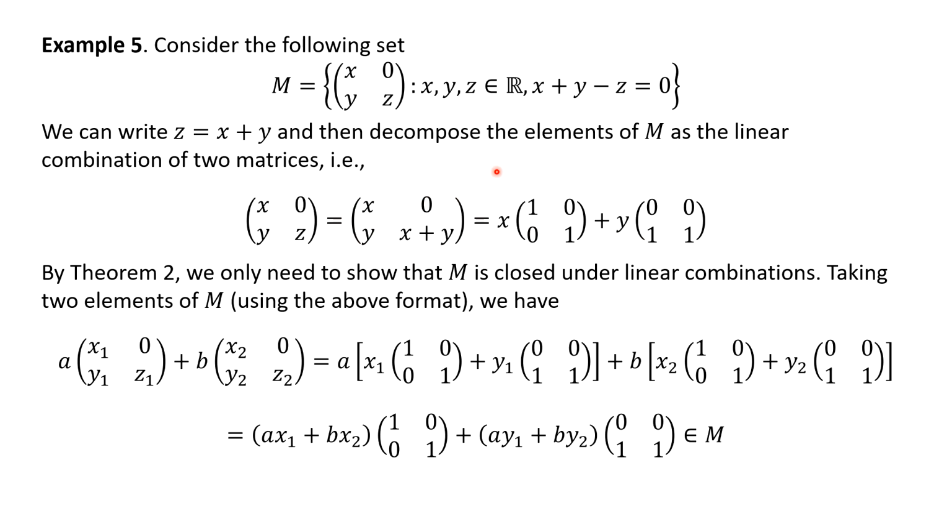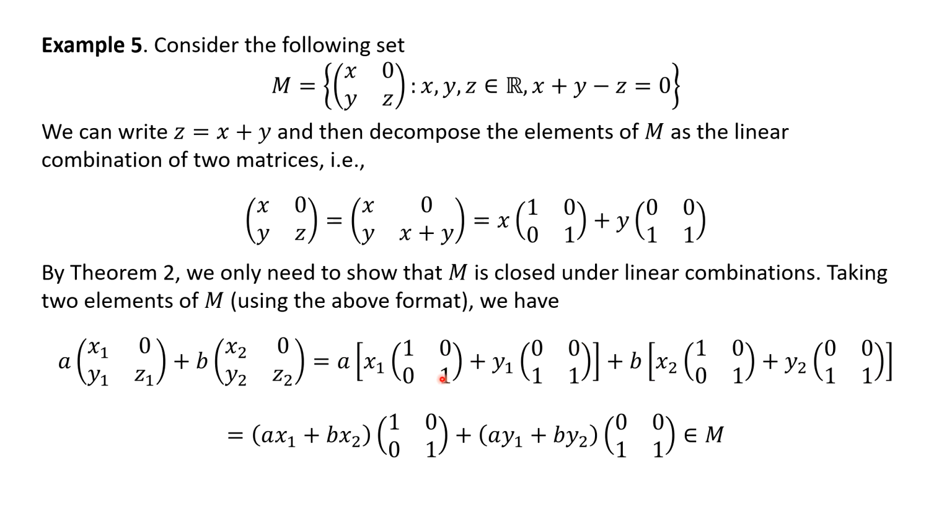So to make use of theorem 2 from the previous slide, to show that M is a subspace of the vector space of all 2 by 2 matrices, we need to show that M is closed under linear combinations. So we take a linear combination of two elements from M, a times x1, y1, z1, 0 plus b times x2, y2, z2, 0. We do that, then we write these in this format here. So we have a times all this, b times this.